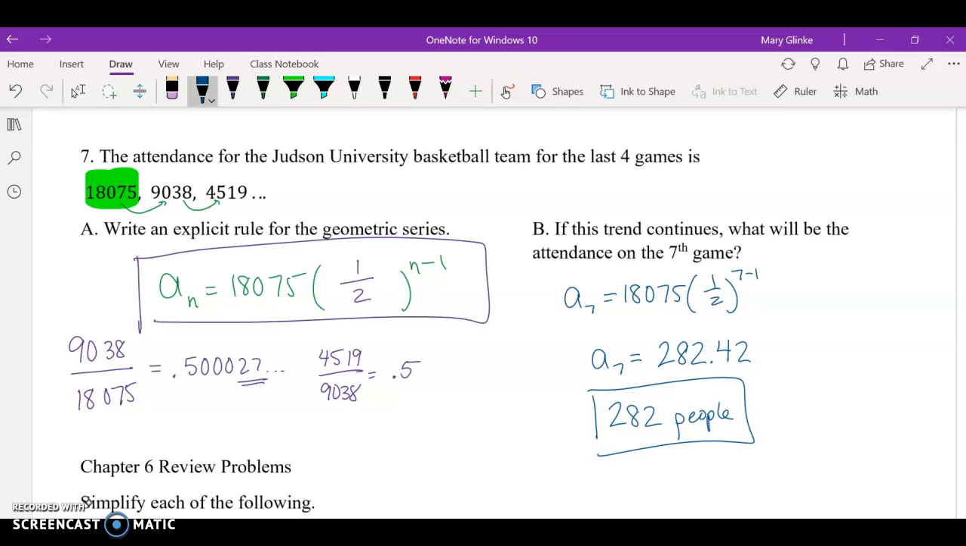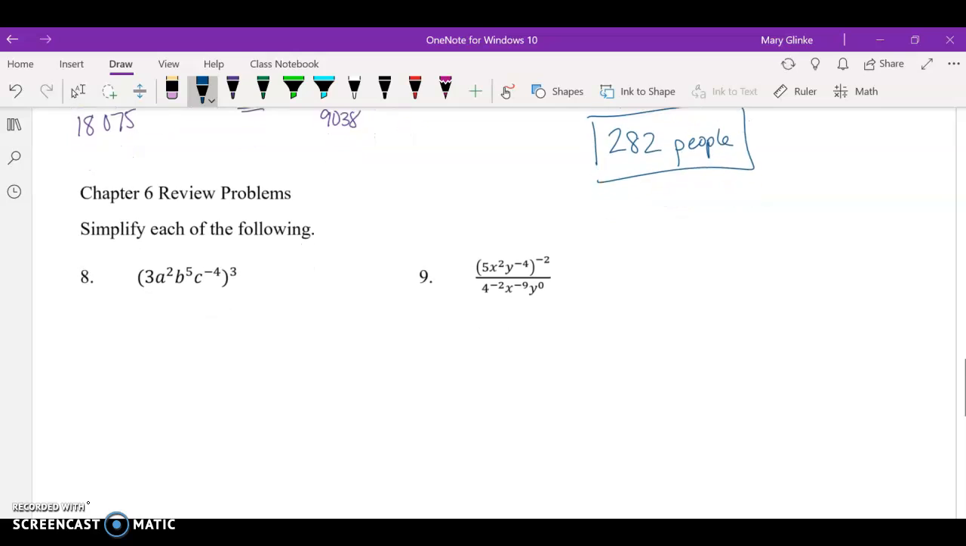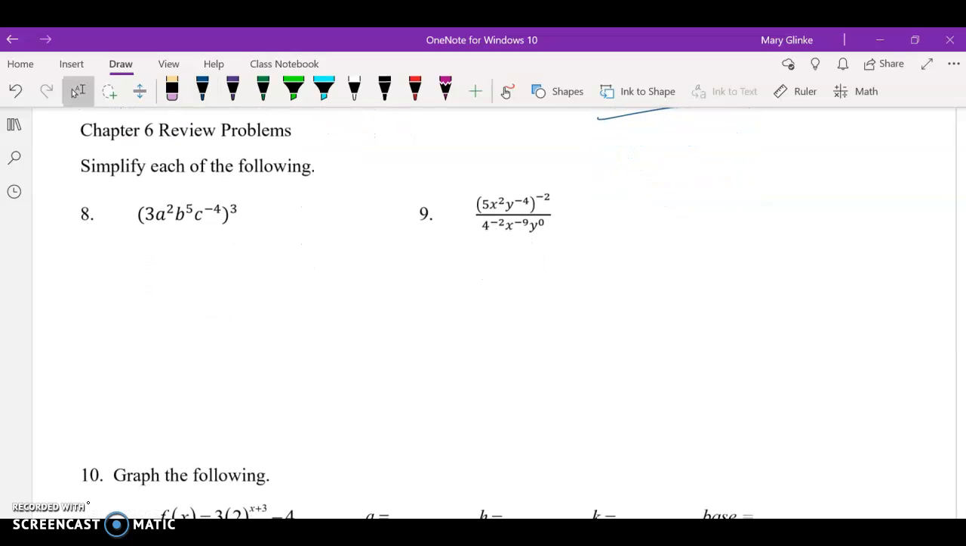So that's it for the day 2 stuff. Now we're going to go ahead and review some of the chapter 6 stuff, just because we have our test upcoming next week, and I wanted to make sure that everything was going well with this.